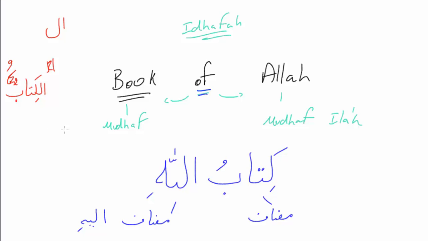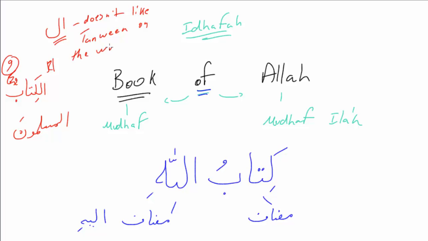Okay? Now, if it was muslimuna, you can say al-muslimuna. Al does not make something light or heavy, okay? Because kitabu looks light, right? But muslimuna is still heavy. So the only thing that I can say is that al doesn't like tanween on the word that comes after it.